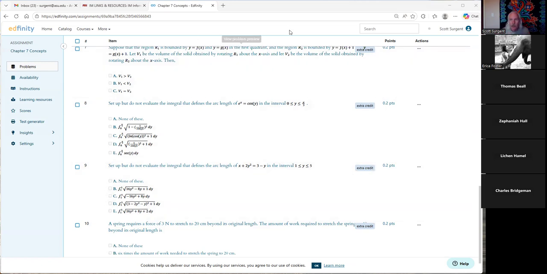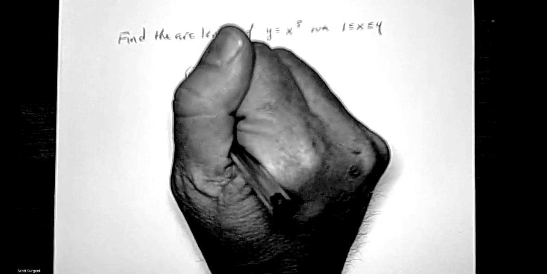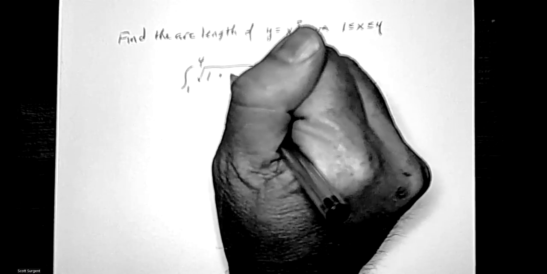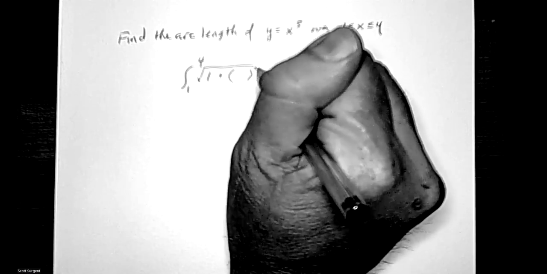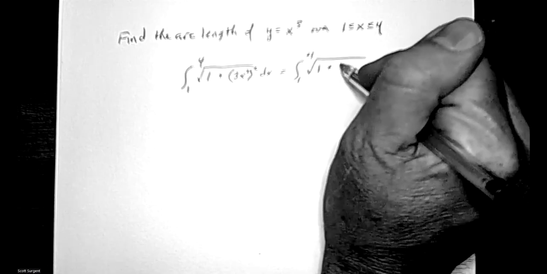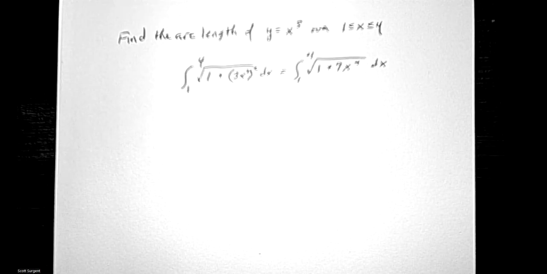All right, let me share the screen. Find the arc length of y equals x cubed between x equals 1 and 4. Well, basically, the general formula is the Pythagorean formula. And so you put the y prime in here and square it. You get 3x squared, but then when you square it, you get 9x to the fourth. So you have the square root of 1 plus 9x to the 4.